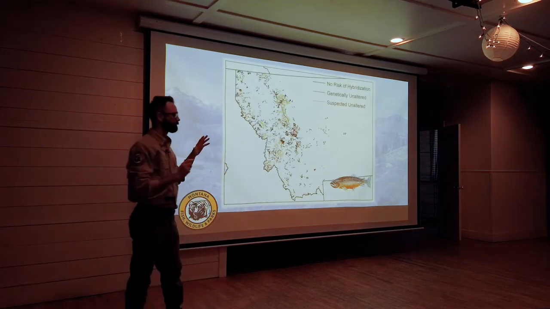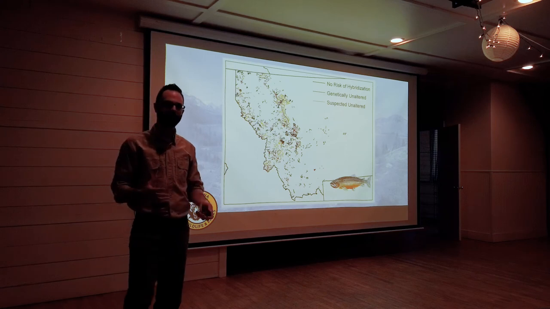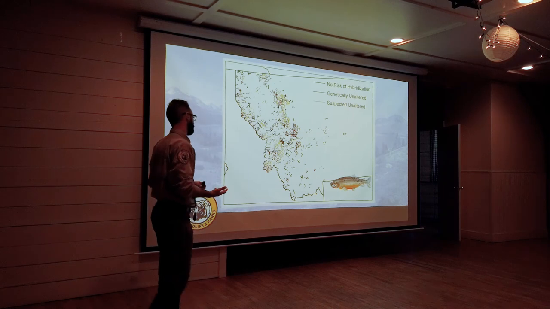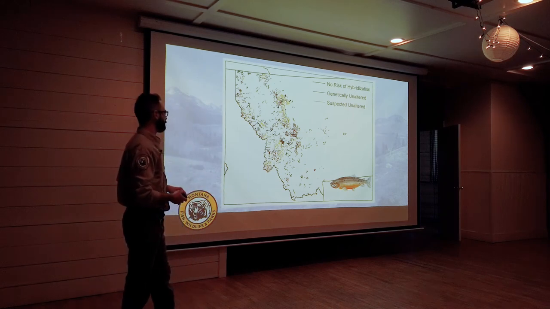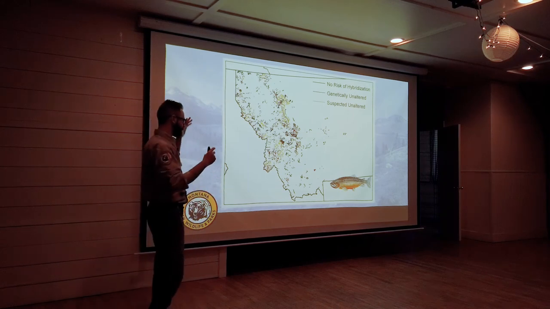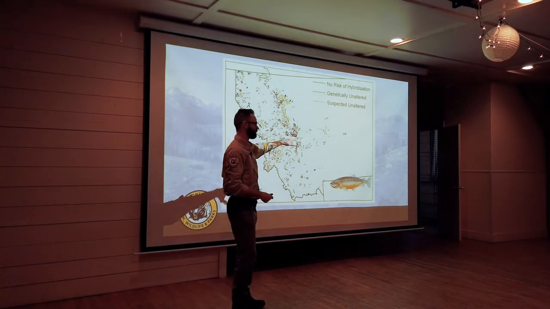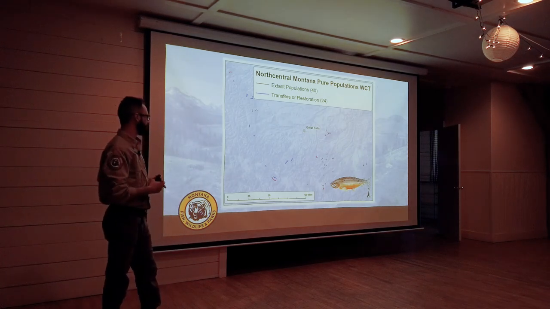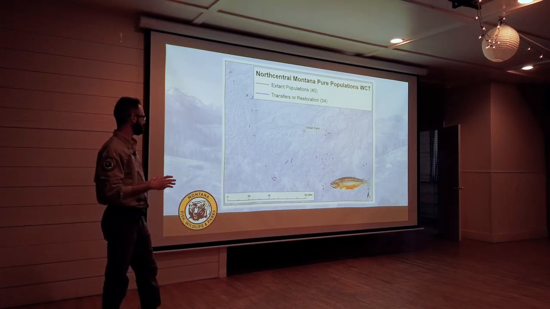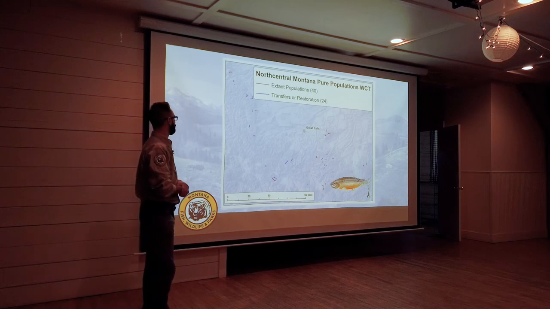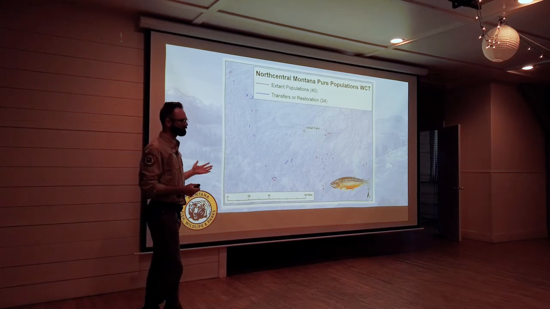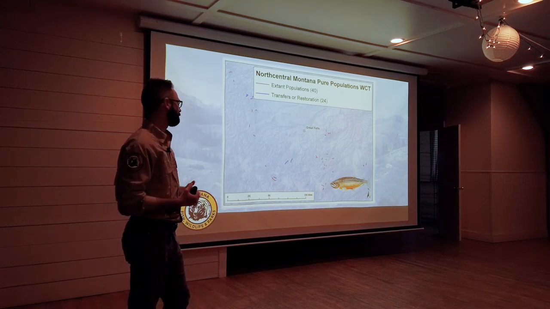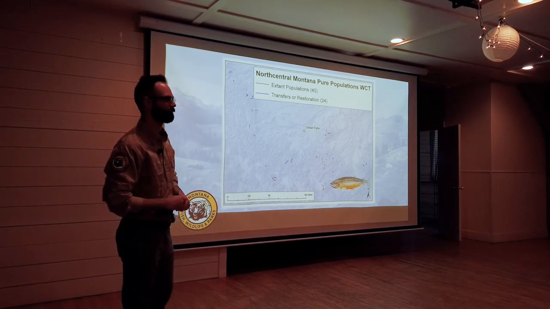And when we look at just our non-hybridized populations, these represent the aboriginal fish that was here before any non-native fish were stocked. You really get an appreciation for just how disjunct these populations have become, how isolated from each other they are. And then if we zoom in on our management area in north central Montana, they're really few and far between. It's estimated that in the entire upper Missouri River drainage, non-hybridized Westslope cutthroat trout populations occupy only about 8% of their historical habitat.